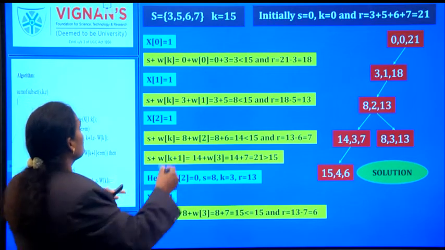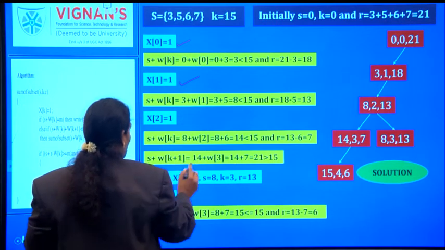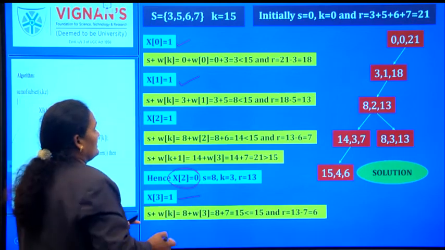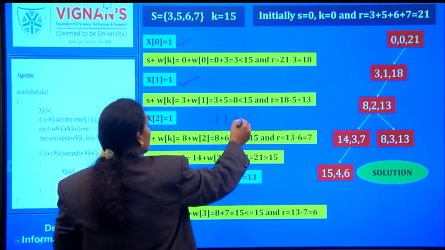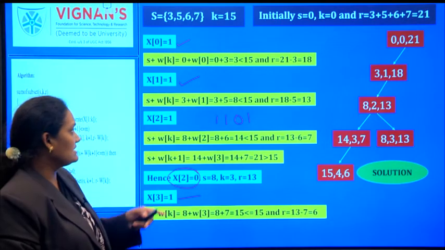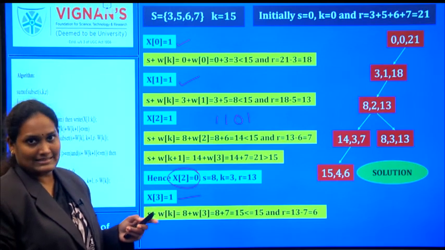What is the solution we are getting? x0 is 1, x1 is 1, x2 is 0 and x3 is 1. That is, 1, 1, 0, 1 is the solution for the given problem. So, this is the way of constructing the state space tree based on the algorithm.